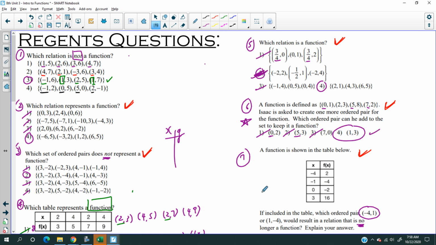I also like the last one because it's a written part of the question, so this is probably a part 2, right? It's kind of the same thing, but it's the opposite. Which one do you put in that would make it no longer a function? If you put this in, it would make -4 repeat, and that would make it not a function. So we have to pick the one that's not making a function, and then it asks you to explain the answer. How do you explain it?